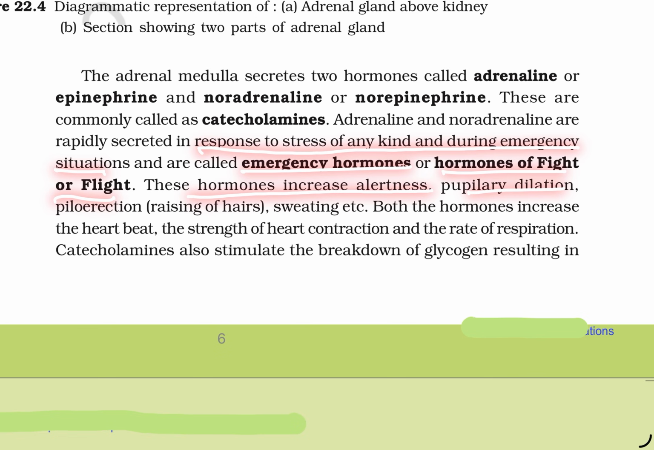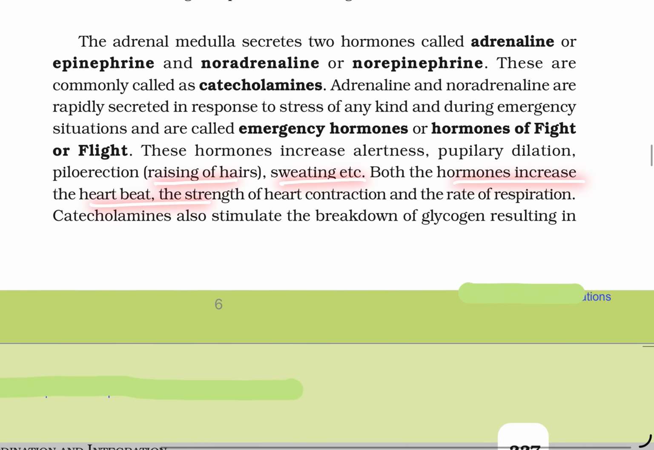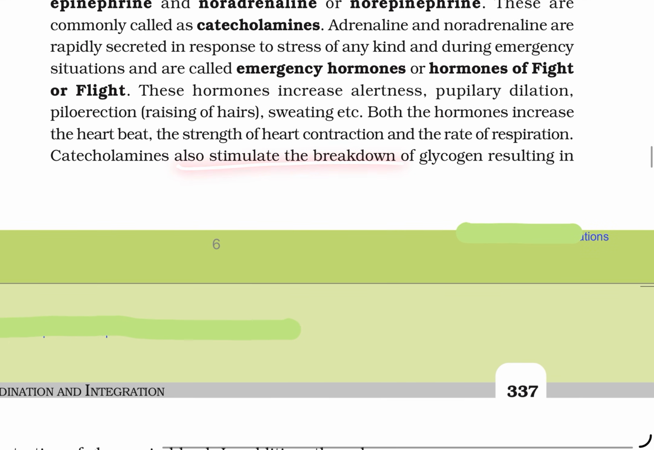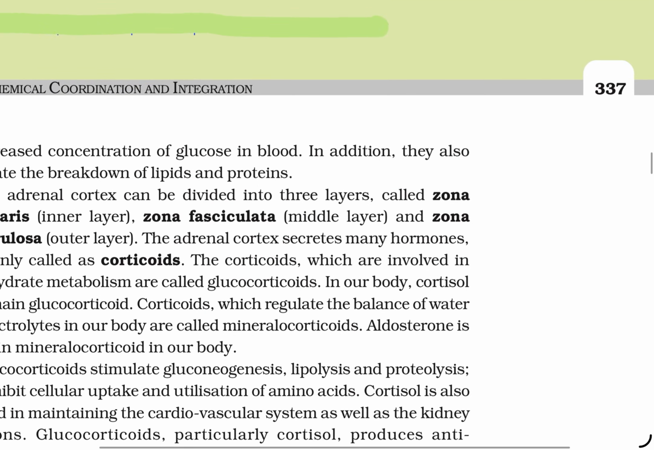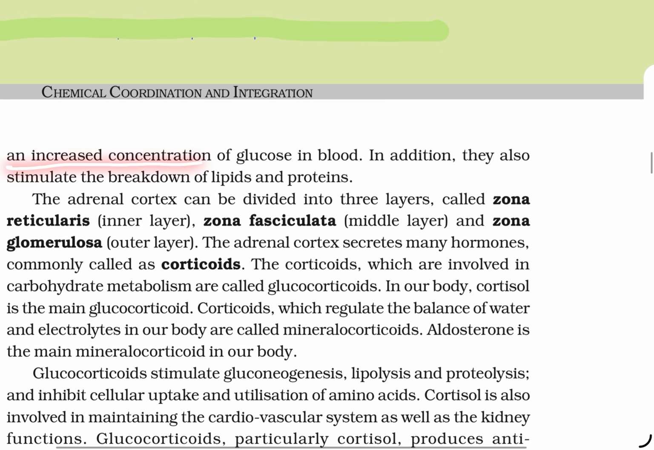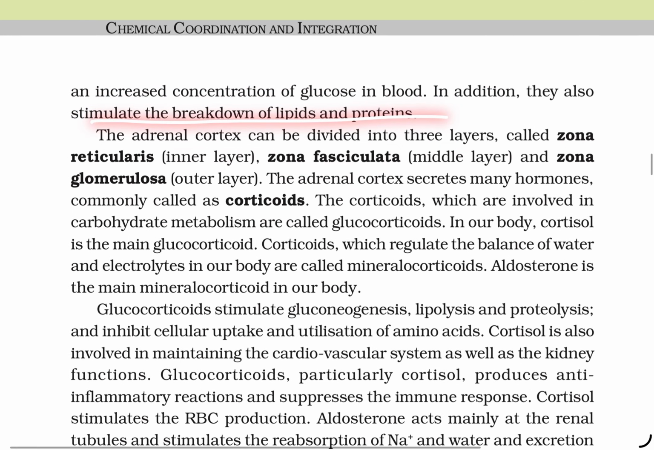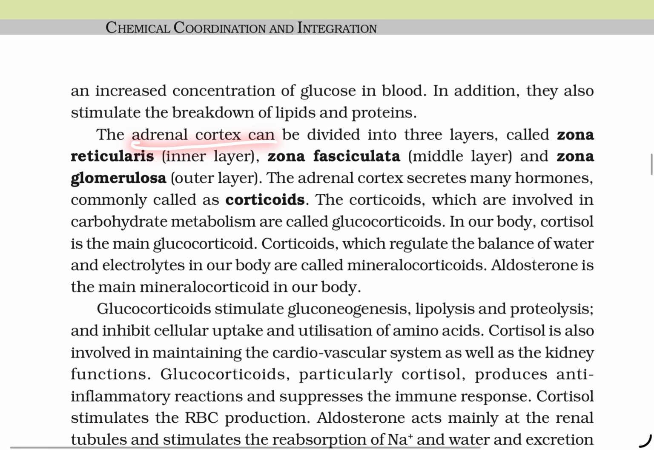These hormones increase alertness, pupil dilation, piloerection, raising of hair, and sweating. Both the hormones increase the heartbeat, strengthen the heart contraction, and raise the rate of respiration. Catecholamines also stimulate the breakdown of glycogen, resulting in an increased concentration of glucose in the blood. In addition, they also stimulate the breakdown of lipids and proteins.